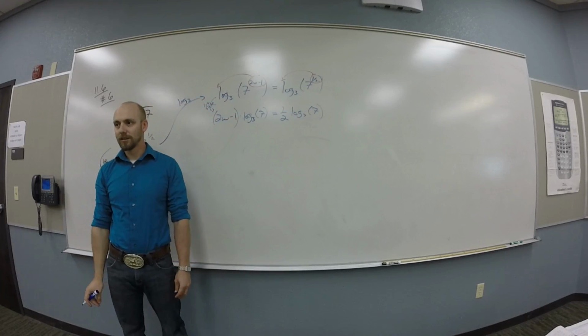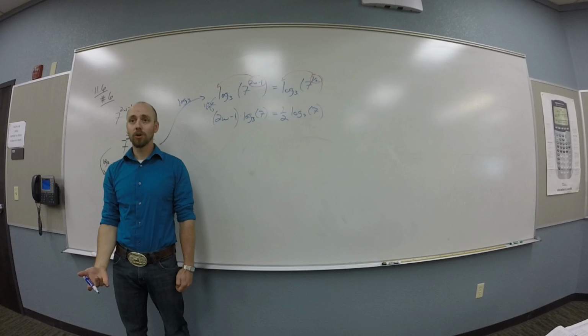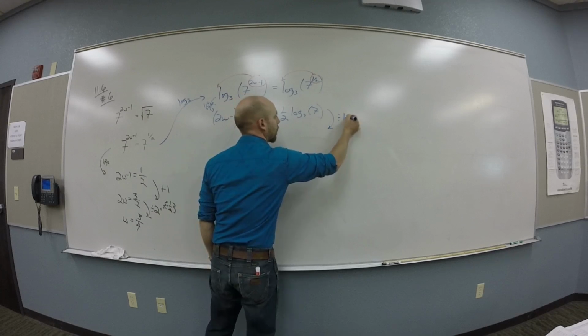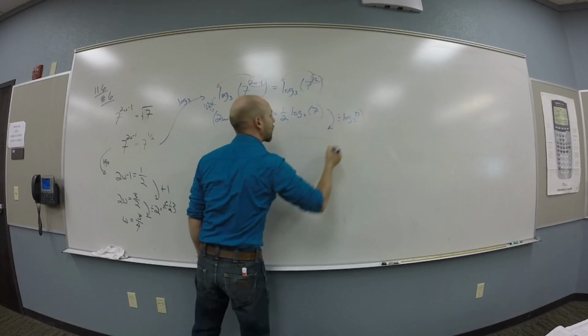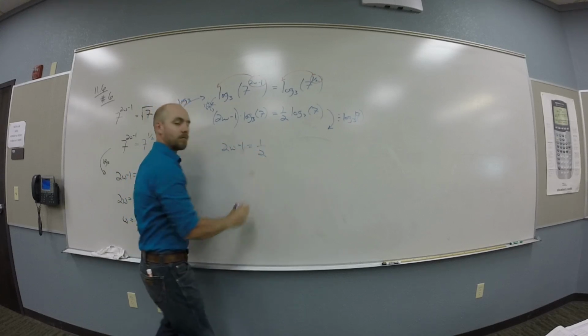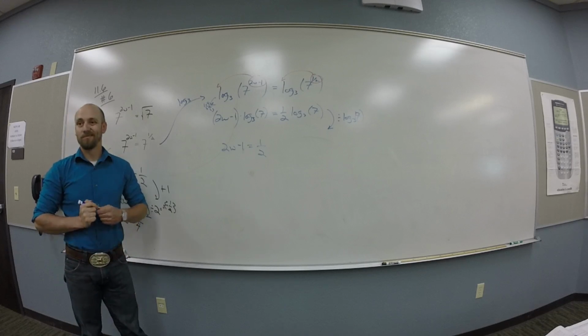Now what do you notice? There's a log base 3 of 7 on both sides, right? So I can divide this whole thing by log base 3 of 7. And now I'll have 2w minus 1 is 1/2. Does that look familiar?